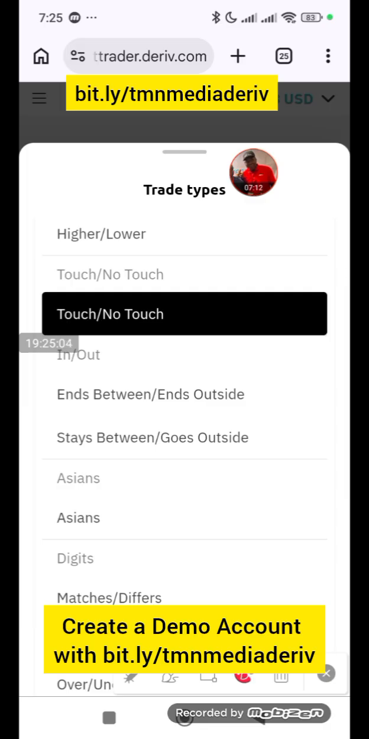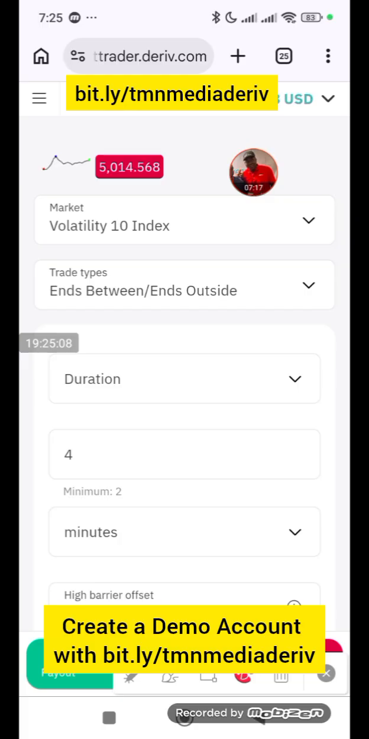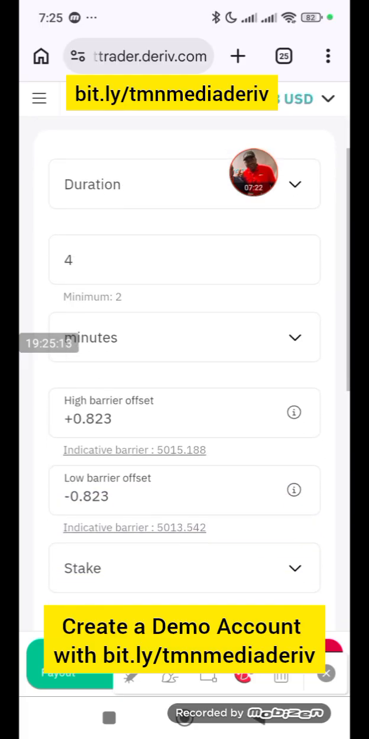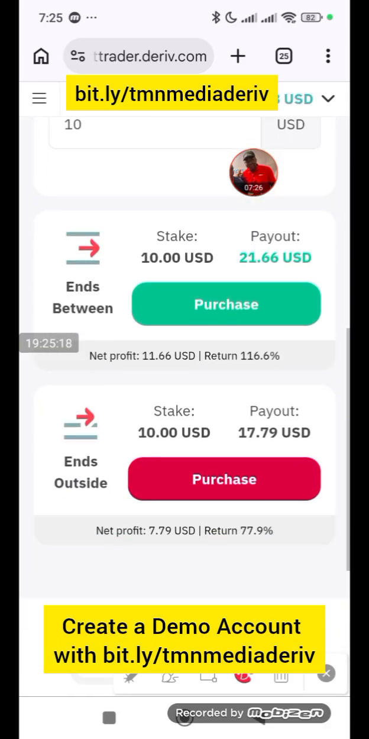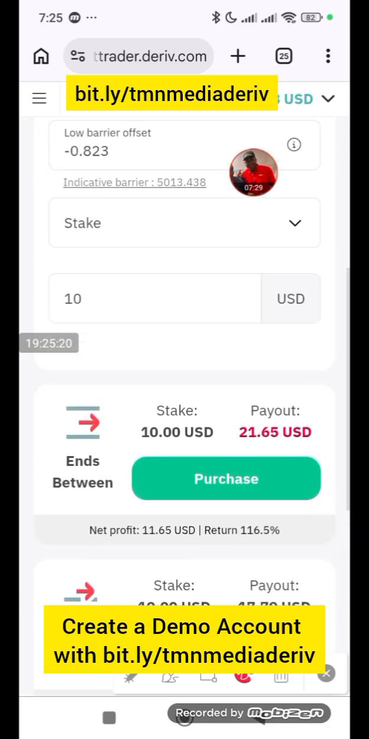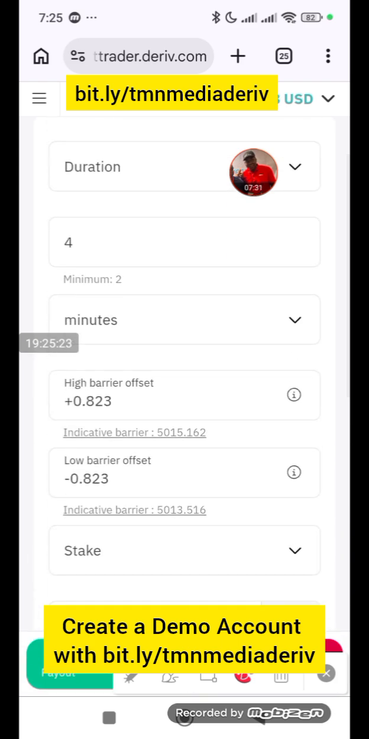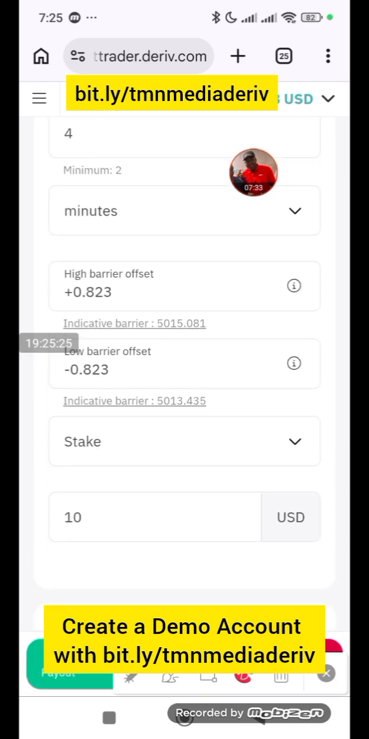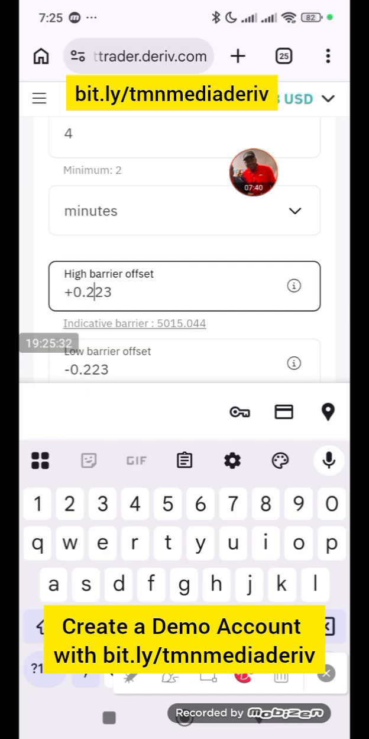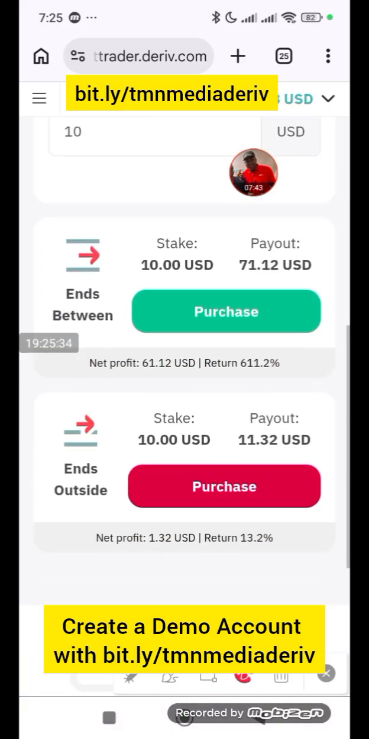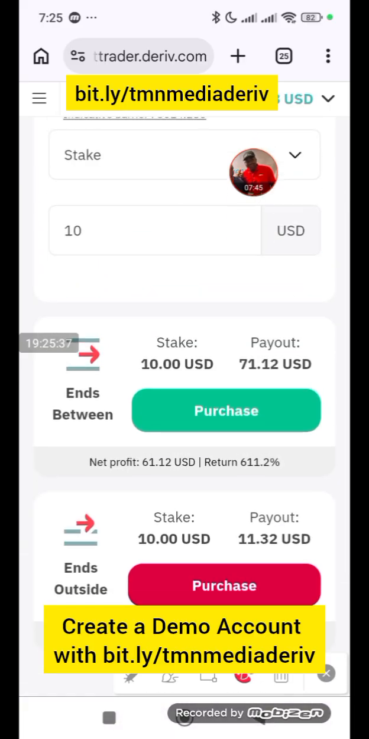Right, you now have the next one, which is ends between, ends outside. I don't usually like trading this one that much, okay? But it's also fun, okay? So the way I like to trade this guy is, for instance, I'm going to give you an instance. Let me give you an instance so that you get to know what I'm saying. You can see I'm reducing the size, right?